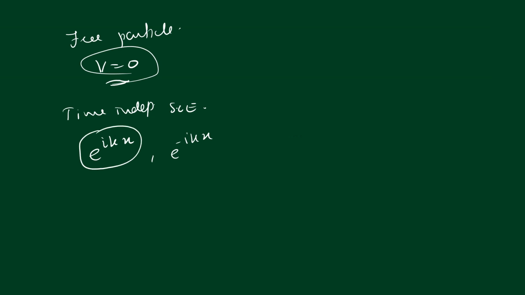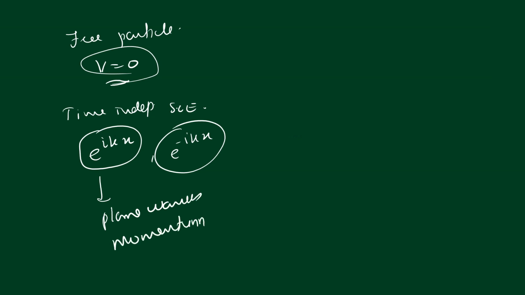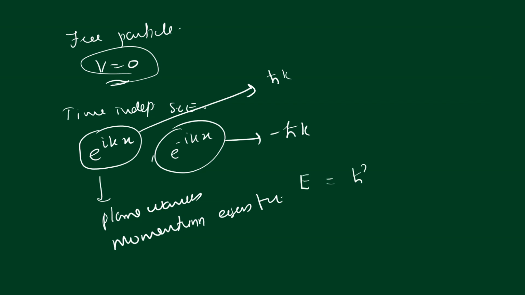Now these states are special. These are called plane waves. These are momentum eigenfunctions, both of these. Exponential ikx is the momentum eigenfunction with eigenvalue plus h bar k, and exponential minus ikx is the momentum eigenfunction with momentum eigenvalue minus h bar k. The energy eigenvalues are simply h bar square k square divided by 2m.